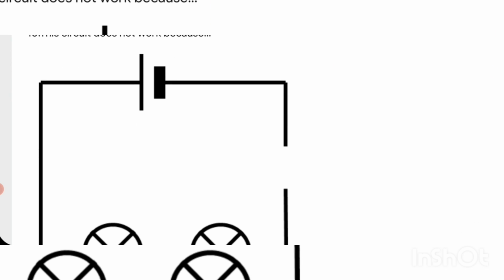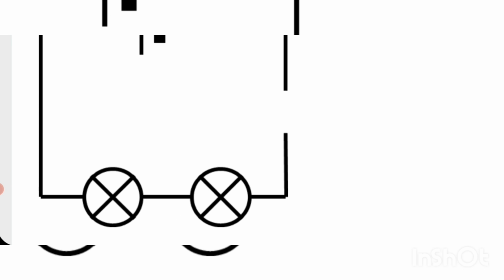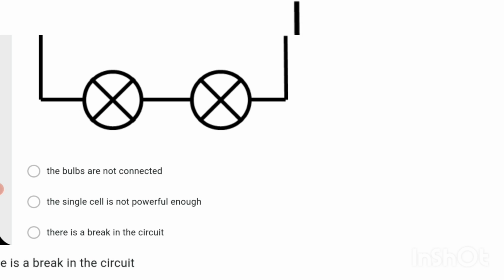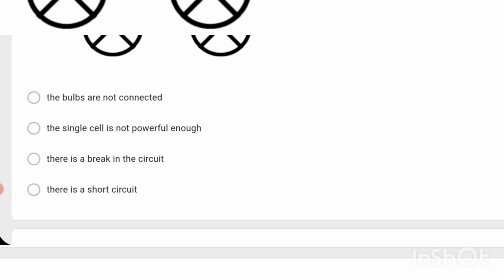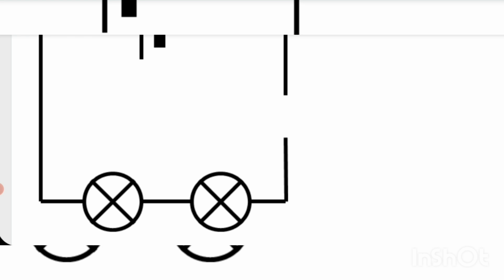In this question, the circuit does not work. Why? Why will this circuit not work? So if you look at this circuit, the circuit is incomplete. See the options. The bulbs are not connected. The single cell is not powerful enough. There is a break in the circuit and there is a short circuit. So the correct answer will be there is a break in the circuit.